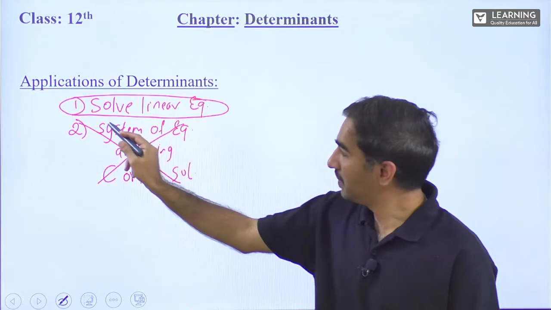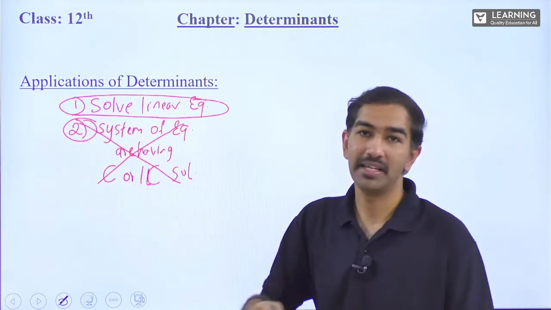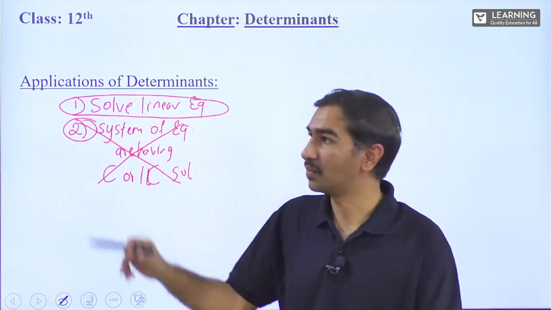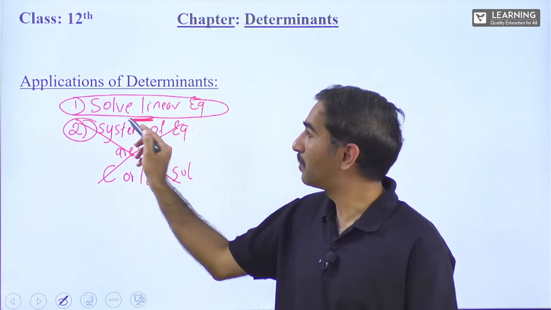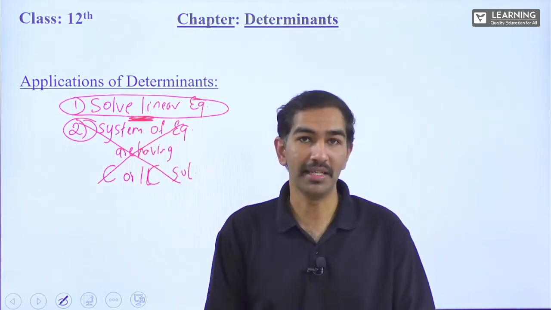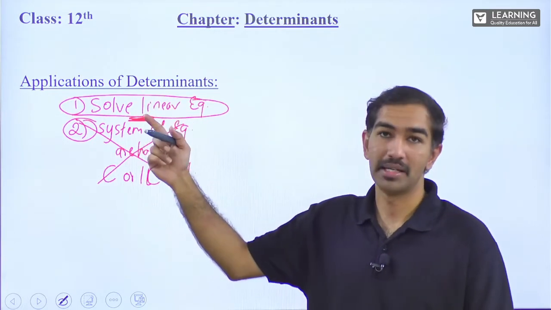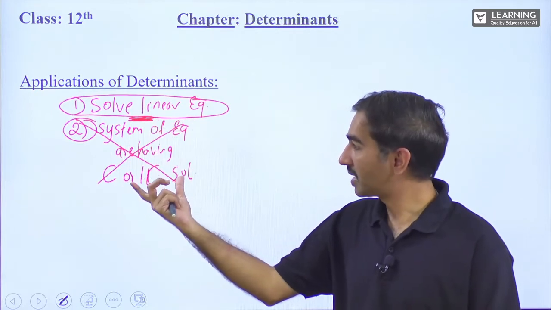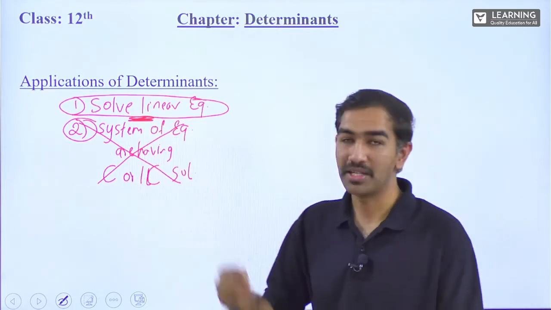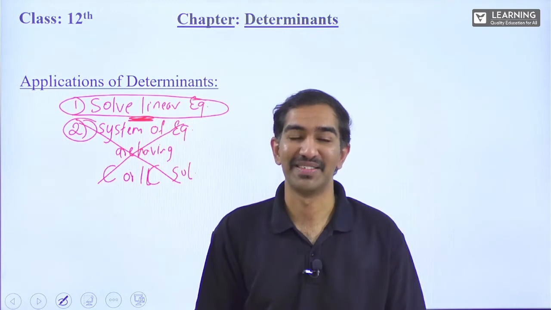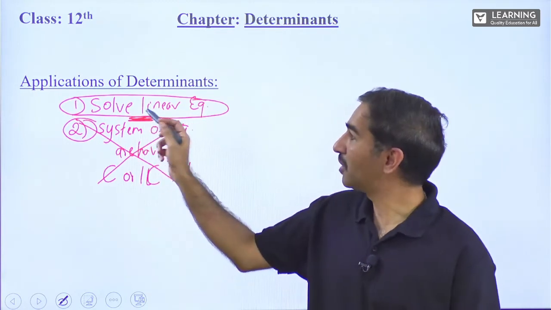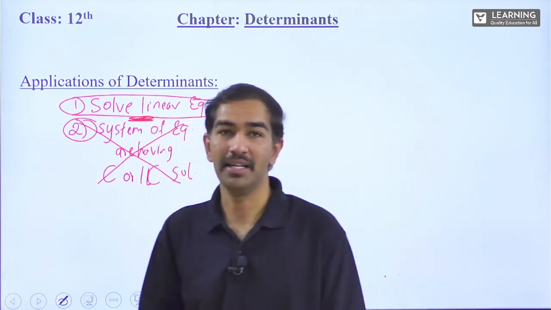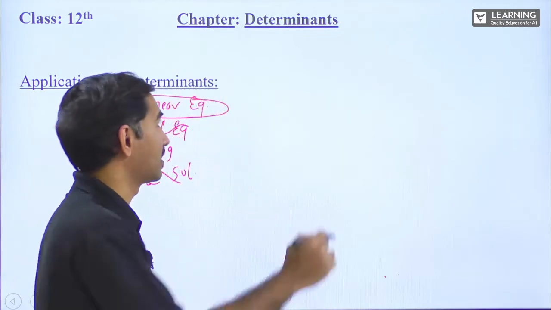Anyway, you will be studying this in your higher grades. In 12th class we are only studying point 1, that is how to solve a linear equation by using determinants. Point 2 is right now discarded; you'll study it in your higher classes. So let us begin with this. How to solve linear equations we'll see on the left hand side, with one small example, students.